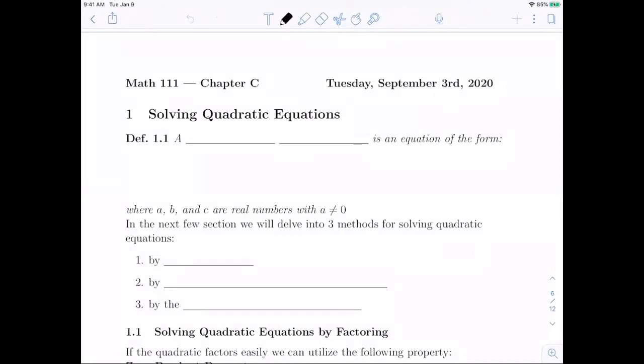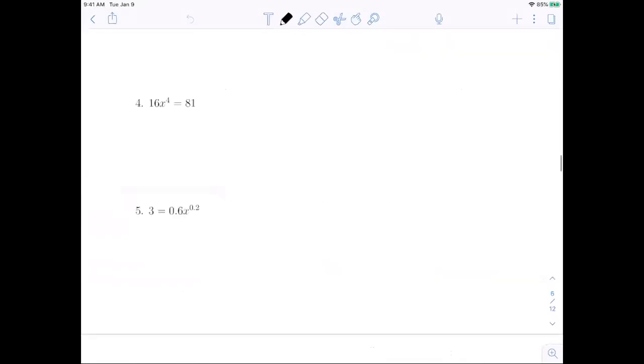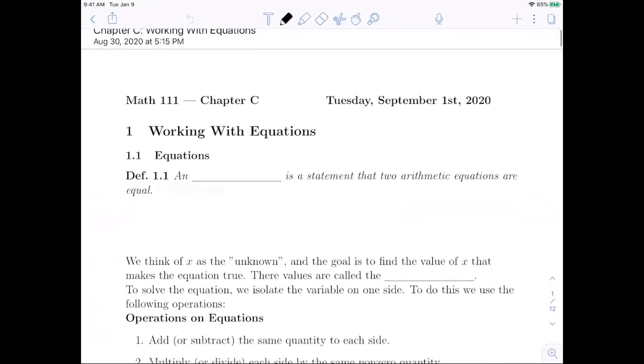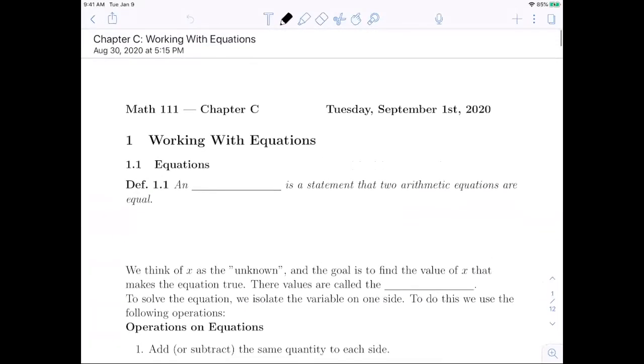We're now going to move on to chapter C, which is working. So we worked with expressions in chapter B. So now we're working with equations. This is not right. Oh, here we go. Sorry, that was C.2. Yeah, now we're working with equations.